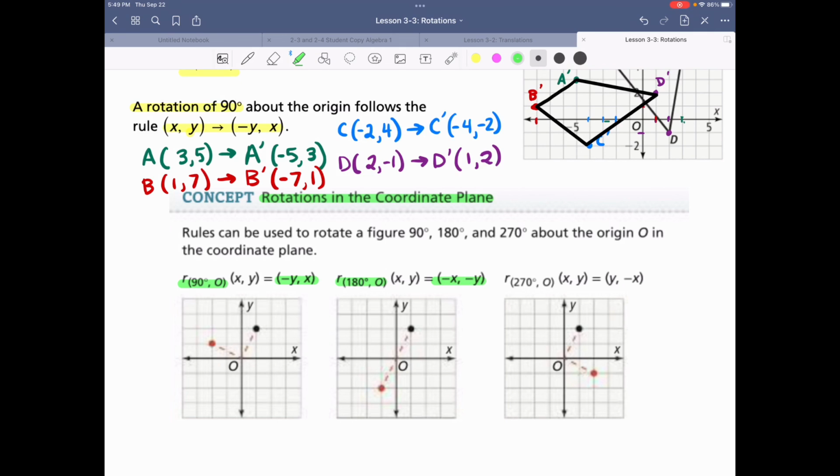And then if it's a 270-degree rotation, then the x and y switch places and the x becomes negative or opposite. So this is a good thing to keep note of and use it as a reference. You could also always Google what the rules are for these rotations. So you could Google rules to rotate about the origin. And these rules should come up for you.